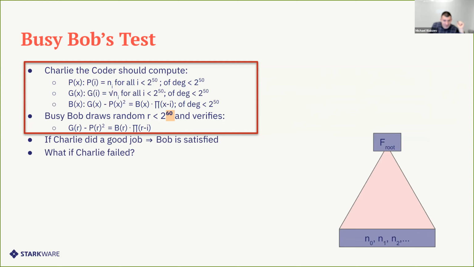So let's analyze this test. In case Charlie did a good job, then Bob should always be satisfied, right? Because in this case, the difference indeed vanishes over the domain of 0 to 2 to the 50, and in this case, Charlie should be able to find a polynomial b, and this equation should hold.